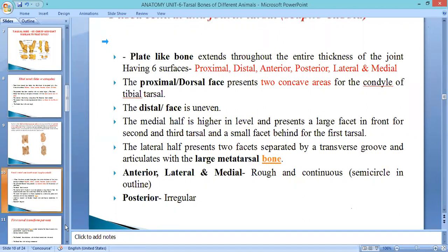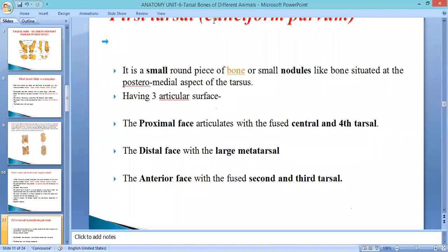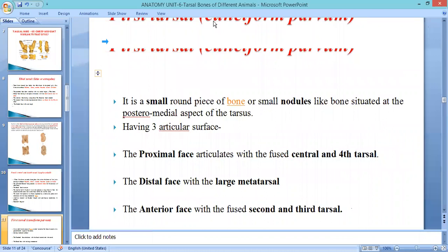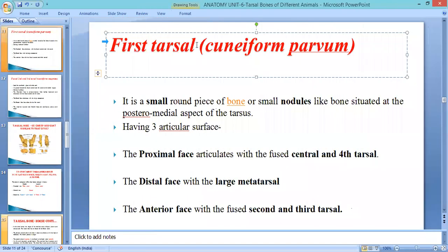So I think this is clear regarding central plus fourth tarsal. Next is the first tarsal. Fourth number is the smallest, the first tarsal. This is also known as cuneiform parvum. We must know the other name of this bone. So this is the first tarsal, cuneiform parvum.